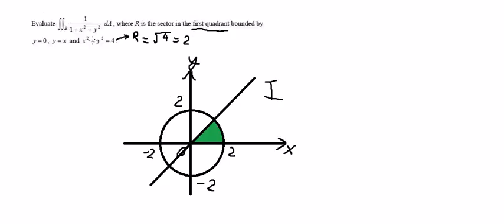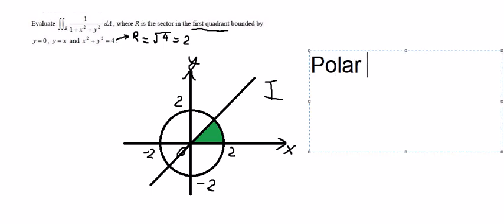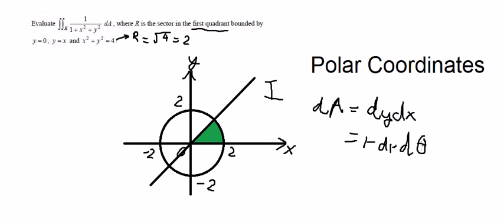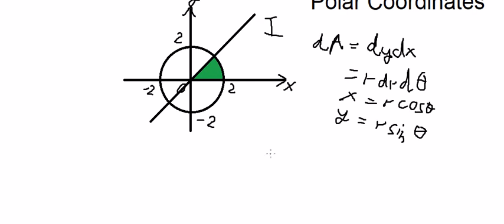Now let's go to the double integral in here. In this situation, we need to convert into polar coordinates. So we have dA, which is dy dx. Now we need to change into r dr d theta, and now we change x equal to r cosine theta and y equal to r sine theta. So we put this one in here.